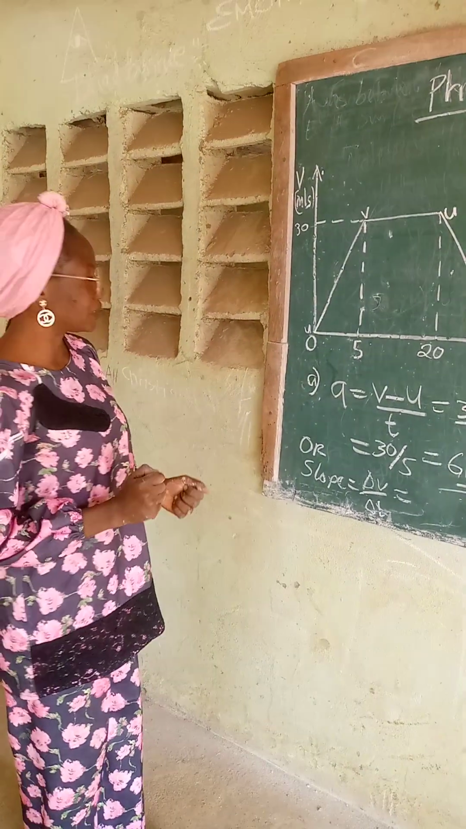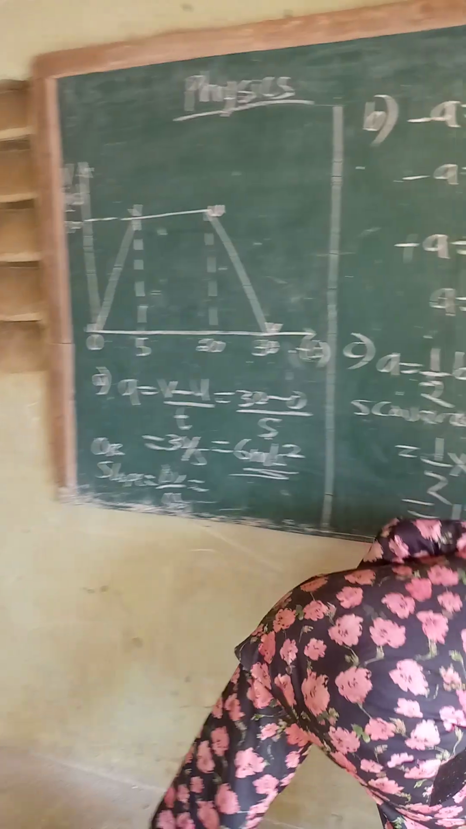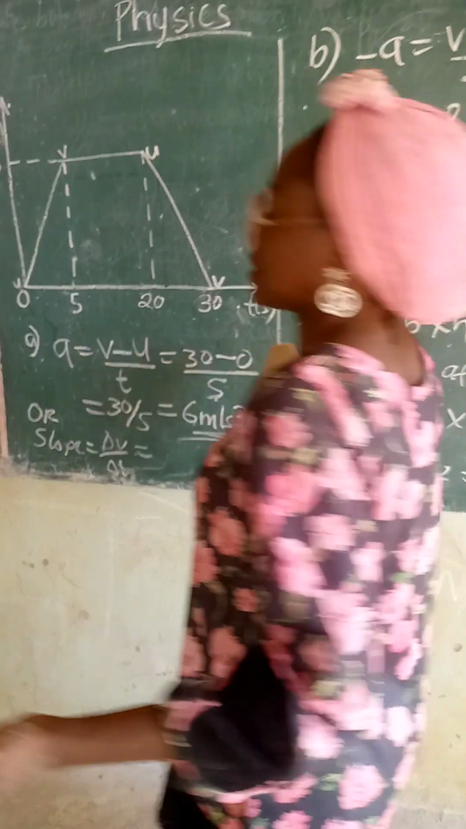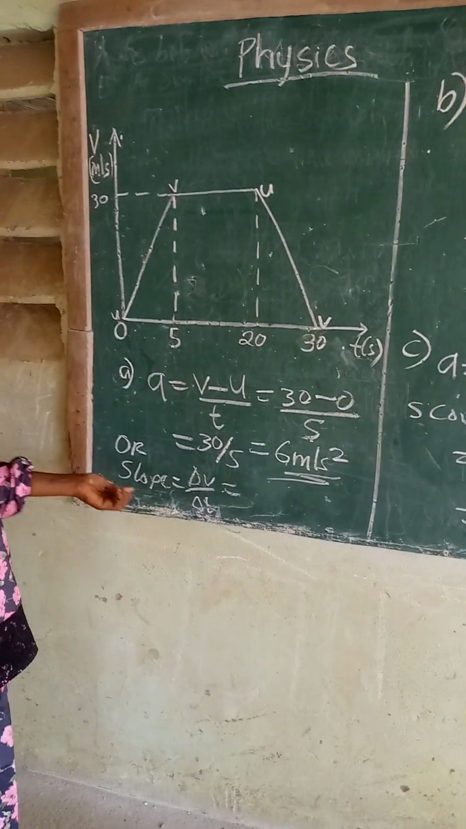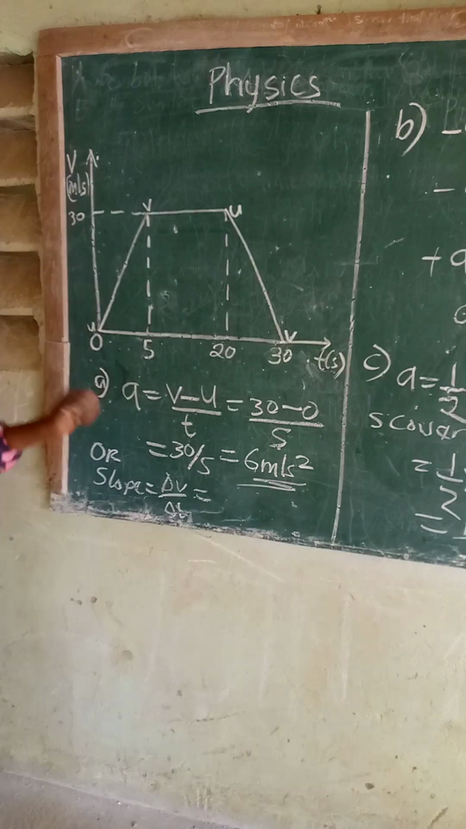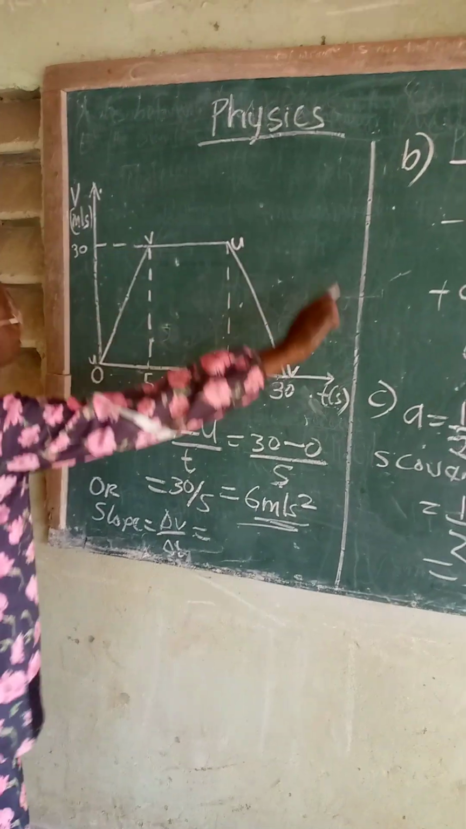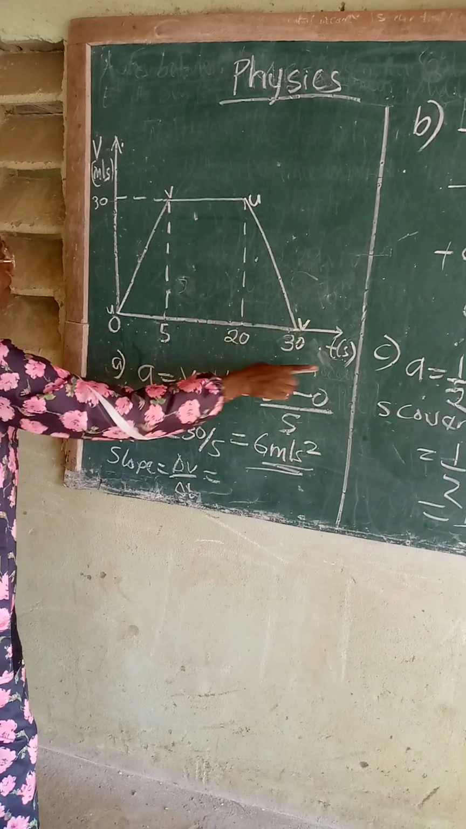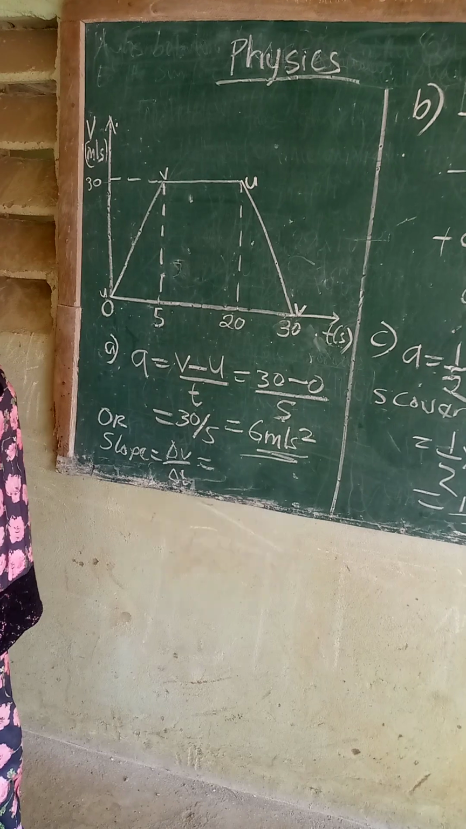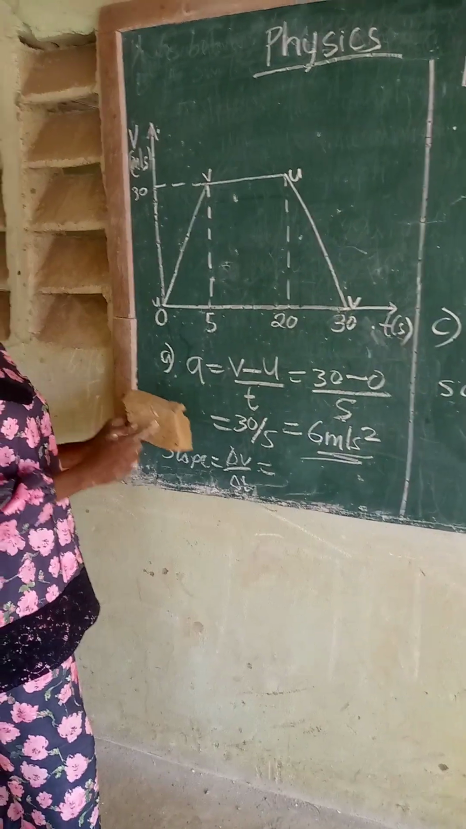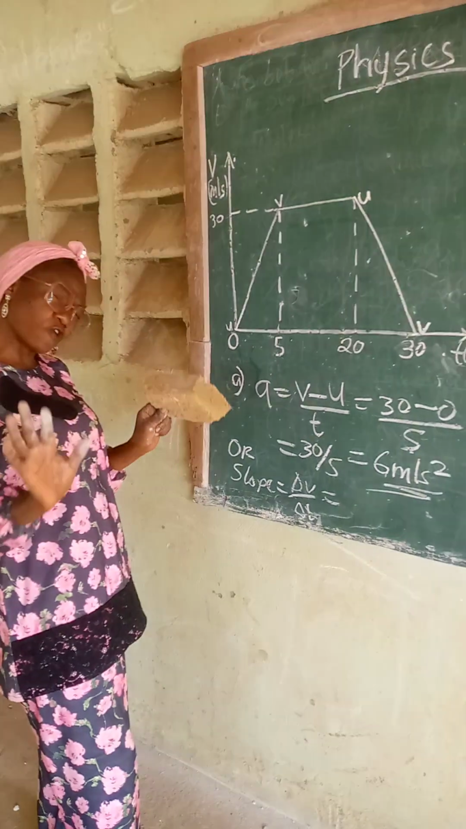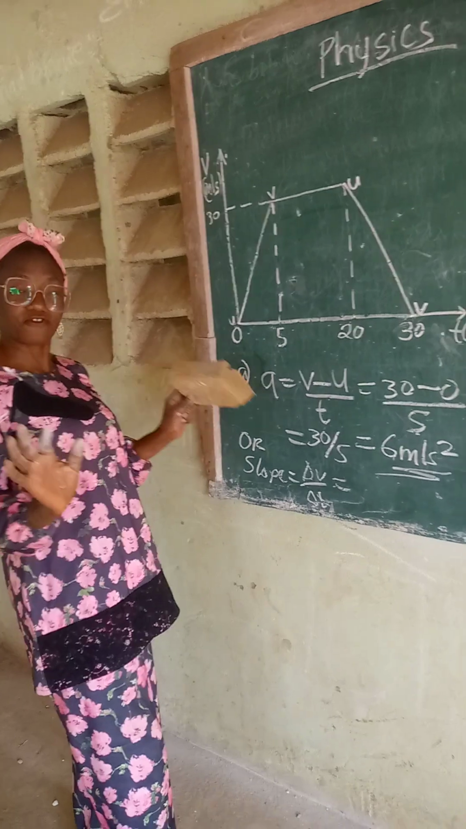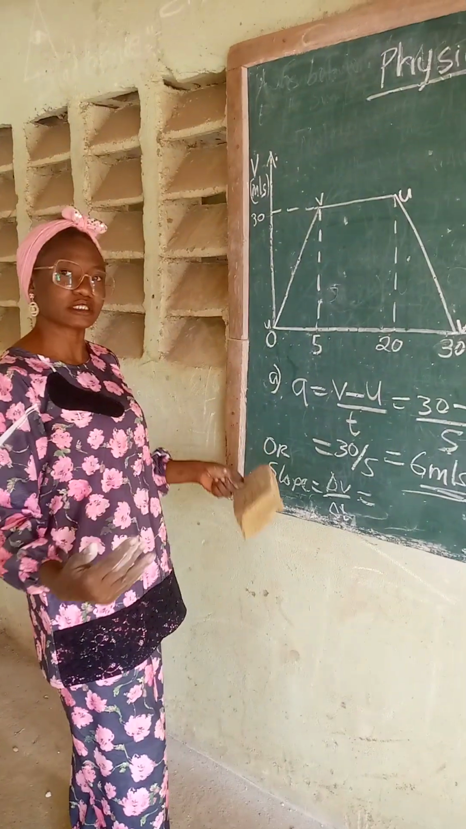Now let's go to D without much ado. The D part says the total distance covered. It's not saying after 5 seconds, or after 20 seconds or 30 seconds, just the total distance. So it's going to be the area under this graph. Looking at this shape, it looks like a trapezium, but if you don't know what shape your diagram formed, you can split it. You are permitted to split.